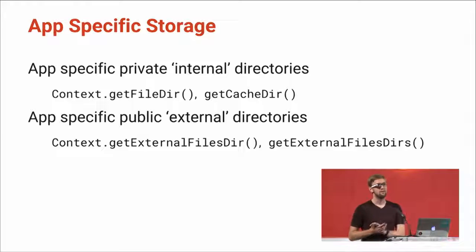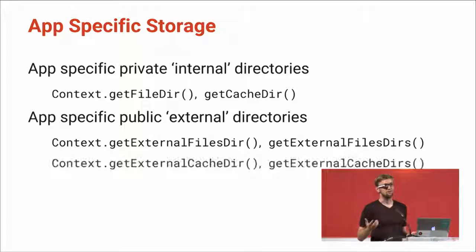So these come in the form of external files directory, which is very similar to our file directory for user data on this external partition. And in KitKat, we actually introduced the ability to have multiple external files directories. So in this case, you could have one external file on that internal/external storage and another on like your SD card. So this will be returned by the pluralized form of the method. Similarly for cache directories, same type of thing.